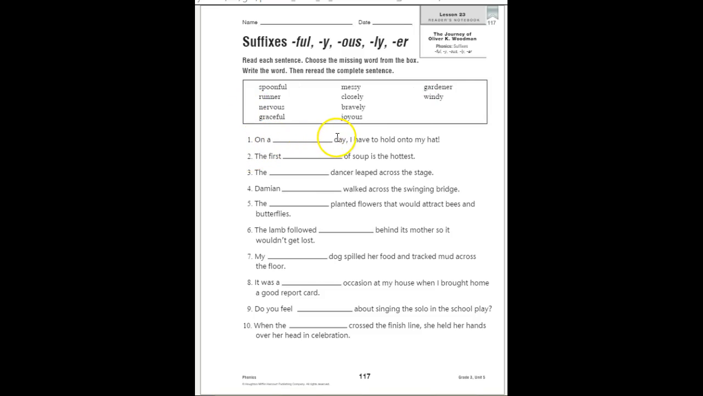On a blank day, I have to hold on to my hat. Which word would complete the sentence the best? Right, the word windy. So you were going to write windy on the line. Forgive my terrible penmanship. It's harder than it looks. Windy. Maybe I shouldn't try. That looks terrible. All right, windy is our word. So then we're going to reread the complete sentence. On a windy day, I have to hold on to my hat.